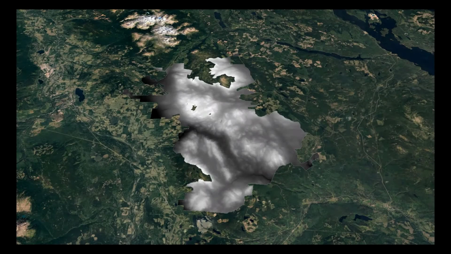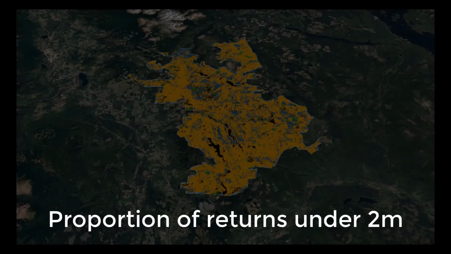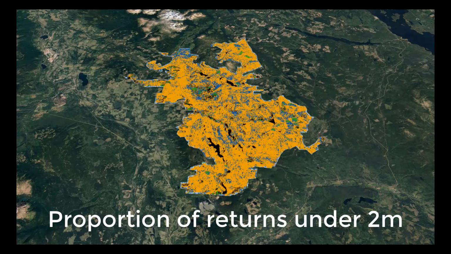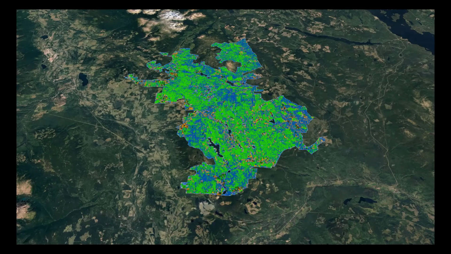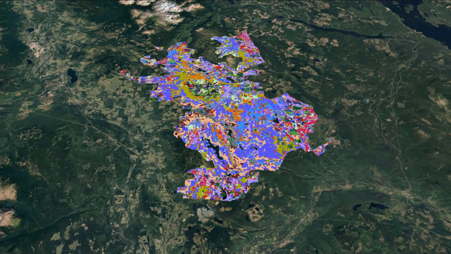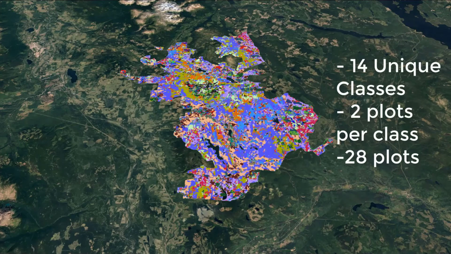In order to capture the variation within our region, we conducted structurally guided sampling to select our ground plots. We used 3 ALS metrics and evenly broke each one up into 4 unique classes. These included proportion of returns under 2 meters, 95th height percentile, and coefficient of variation. By combining each of the 3 metrics, we were able to summarize the structure of the study area into 14 unique classes, which we did 2 plots per class for a total of 28 plots.